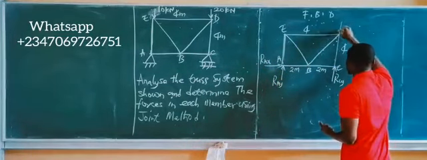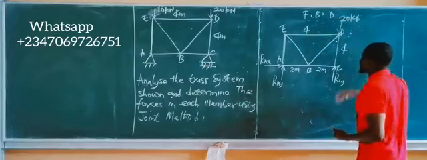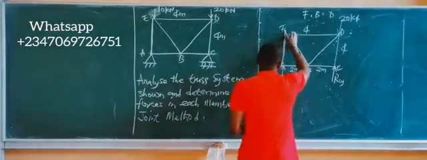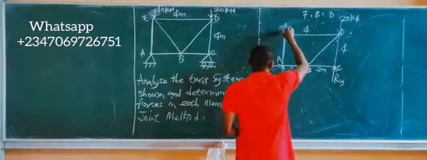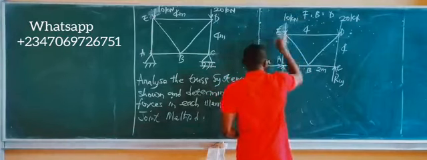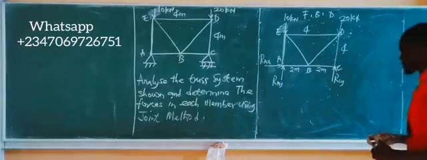Now at point D we have a force of 20 kilonewtons acting downwards. So there is a point load here, 20 kilonewtons acting at joint D. At joint E, there is also a force of 10 kilonewtons. So at joint E, we have a point load of 10 kilonewtons acting there. Okay? So that's your free body diagram.